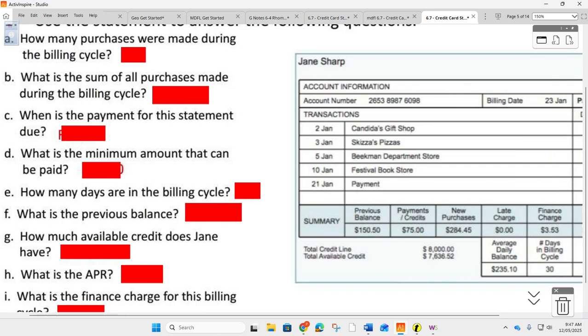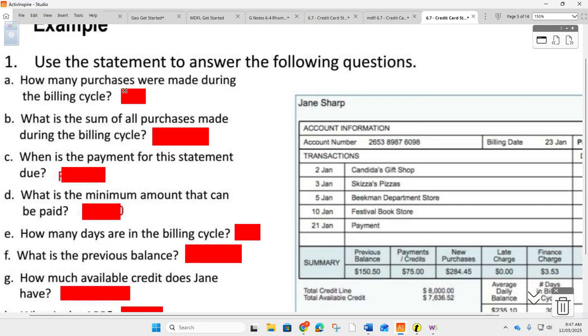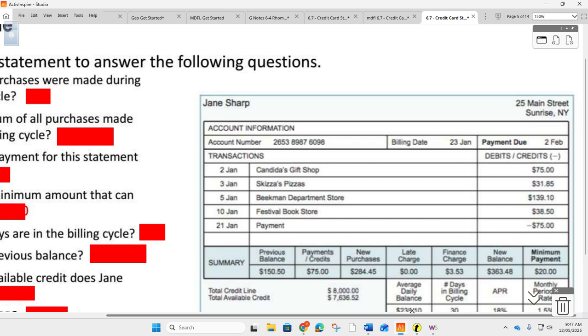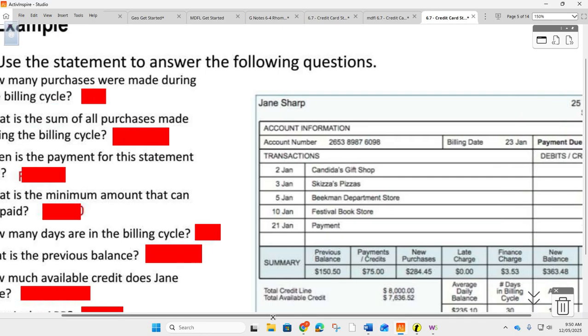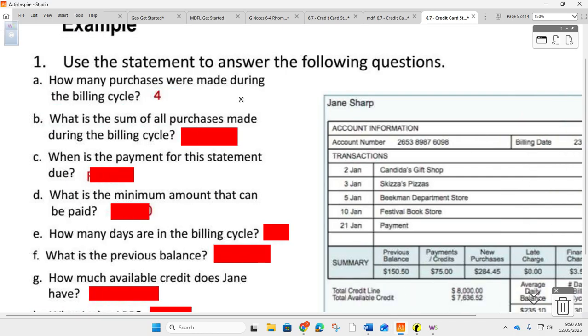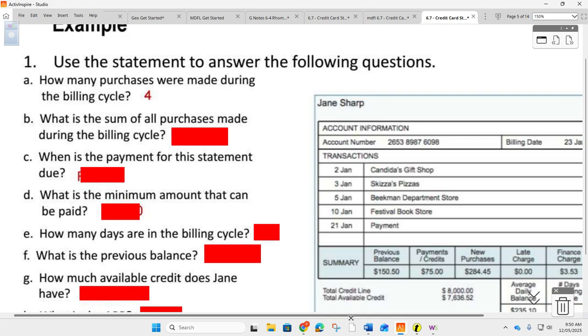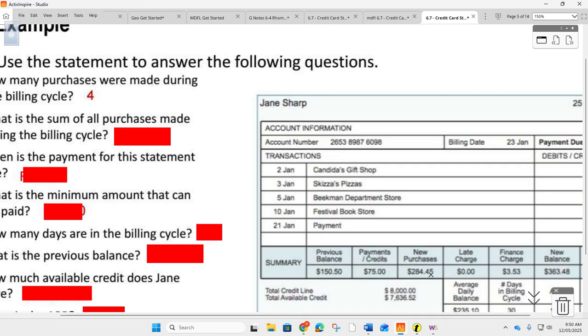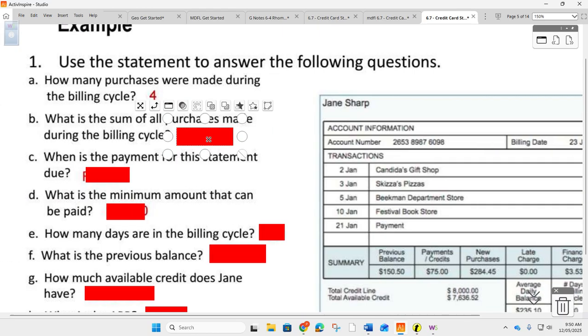So let's look at here. How many purchases were made during this billing cycle? Maggie, how many purchases were made? Nope. So this one's not a purchase, right? That's a payment, right? So we've got to remember. So how many? Yep. What is the sum of all the purchases made during the billing cycle? Well, we could add them up, or we could just use a little cheat sheet down here, the summary, right? So that is the purchases made during the current month.